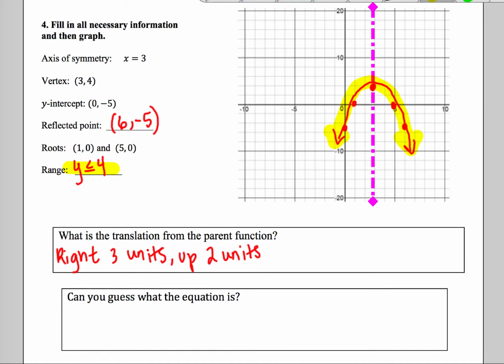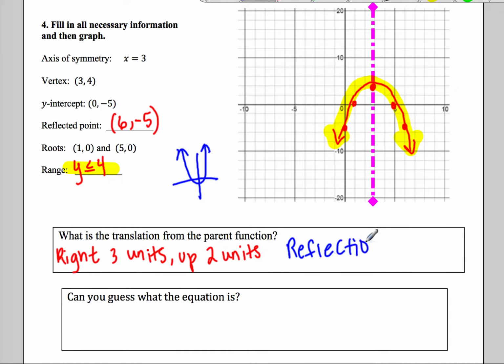This is concave down. So the translation from the parent function moves right 3 units, up 2 units, but we also have a different shape of our parent function. Our parent function typically faces concave up. So now we have something called a reflection or a flip.